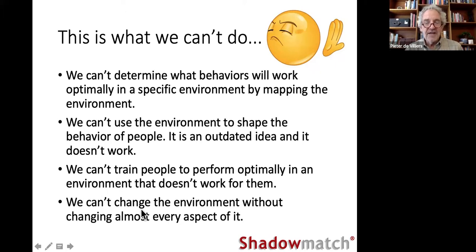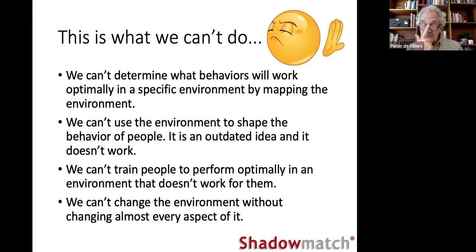So we can't train people to perform optimally in an environment that doesn't work for them. And we can't change the environment without changing almost every aspect of it. Remember, let's say we are 10 people working in a specific environment and suddenly we change the processes, or the way we do things, or the content of the work, or the management style. Then the entire environment changes. Some people who loved the environment previously might then just resign and walk out. We have case studies and examples of that.